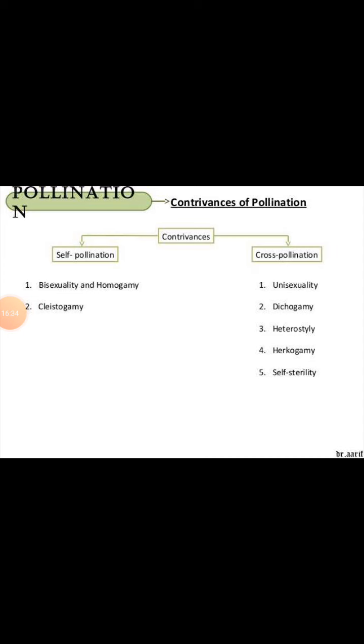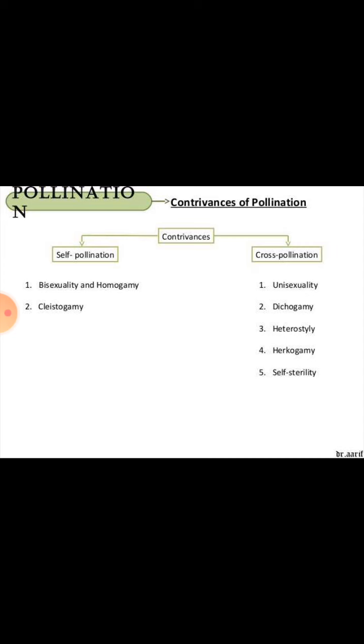Next one is called heterostyly. What is meant by heterostyly? The same plant produces two or three different forms of flowers. The flowers have different lengths of stamen and style. Only cross pollination takes place, as the organs are not of the same length.